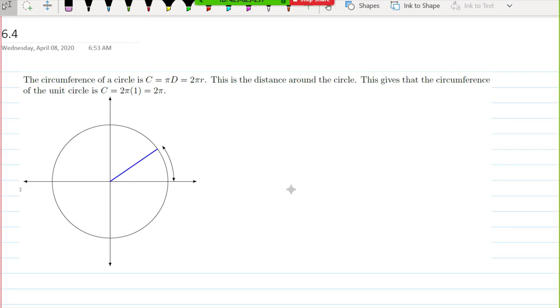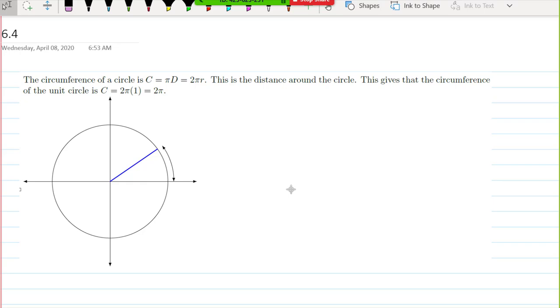So in 6.4, we're going to be talking about a different way to measure angles. It turns out that this way is the natural way, or a better way to measure angles, and we'll talk a little bit about why I call it the natural way a little bit later. So let's start with our unit circle.